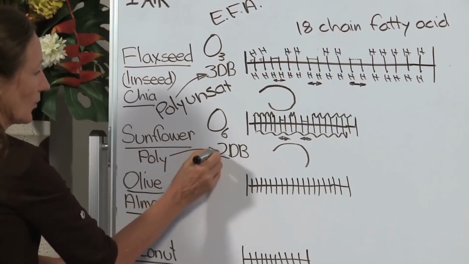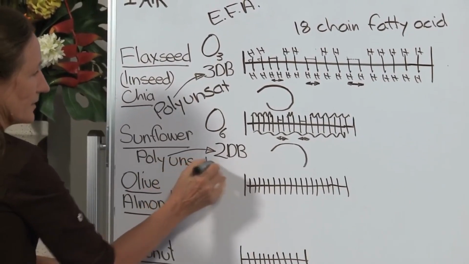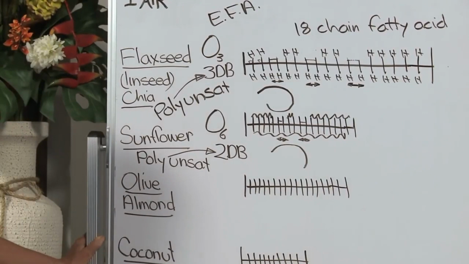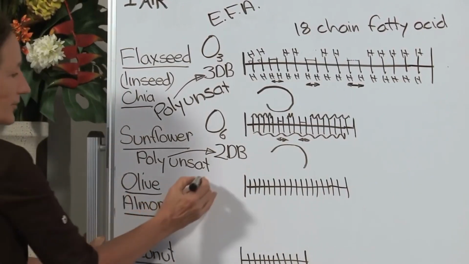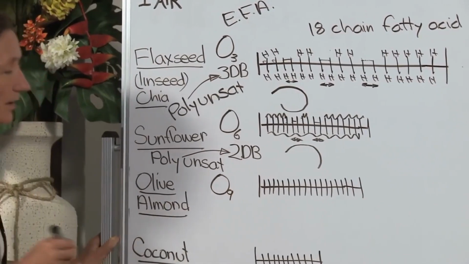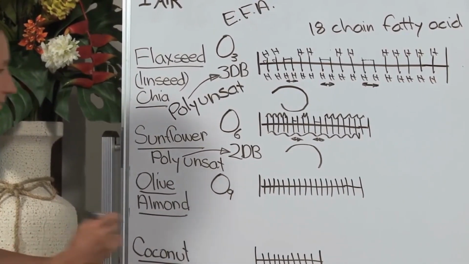Poly meaning more than 1 double bond. Unsaturated because there's still empty spots on the fatty acid chain. What about olive and almond oil? They are high in omega-9, 9 indicating the position on the fatty acid chain of the first double bond.